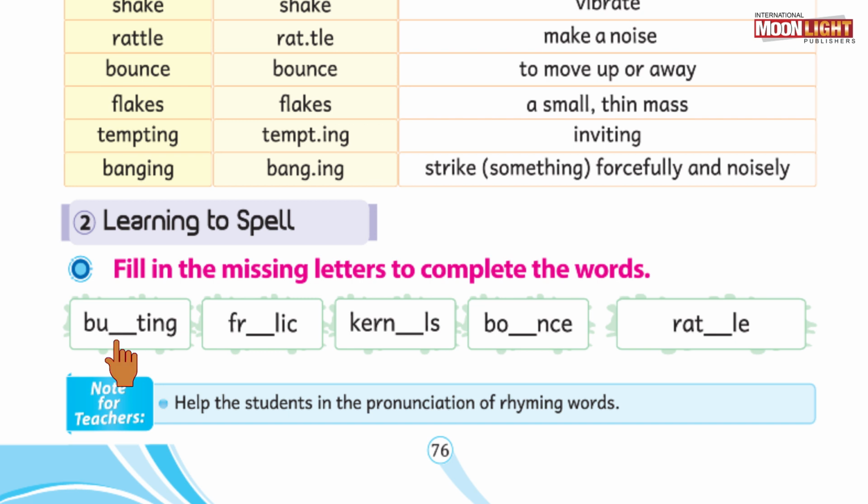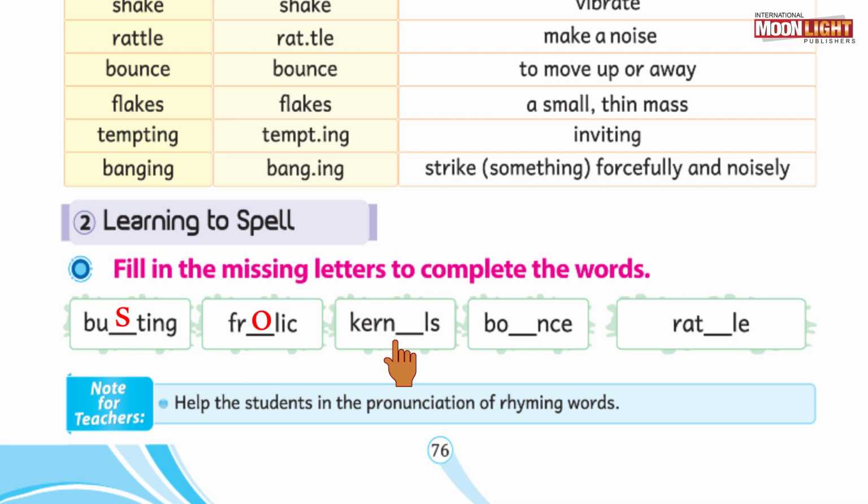This word is bursting, but in it S is missing. So we'll complete it by putting the letter S. Frolic. You can listen to me carefully. Frolic. As you can see, after R there is no O, but it sounds like ro. So we will write O to complete this word.